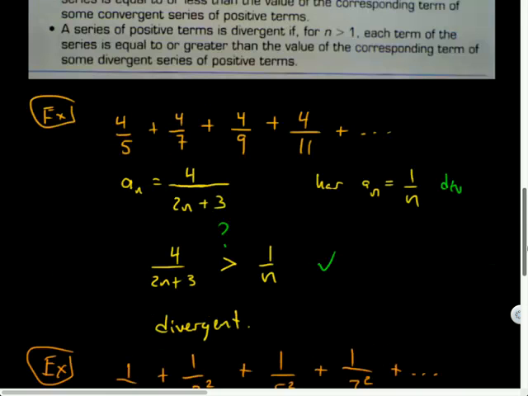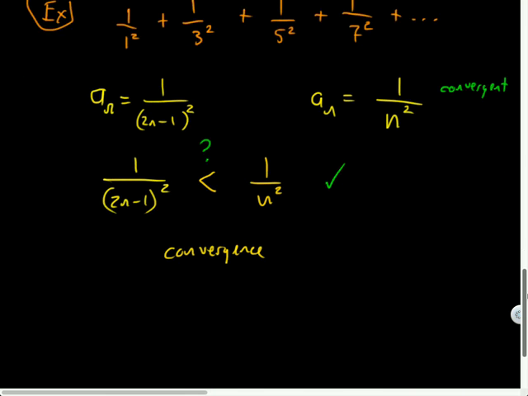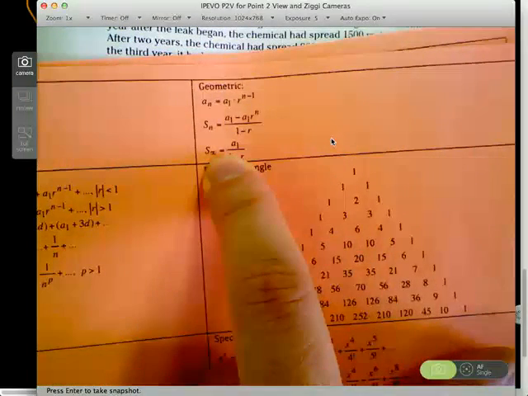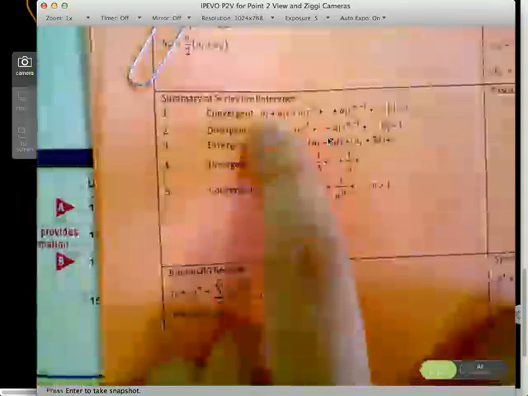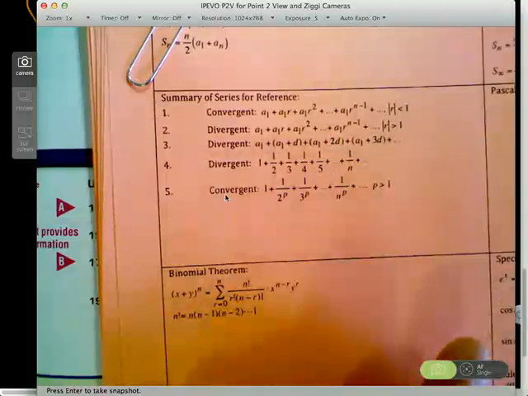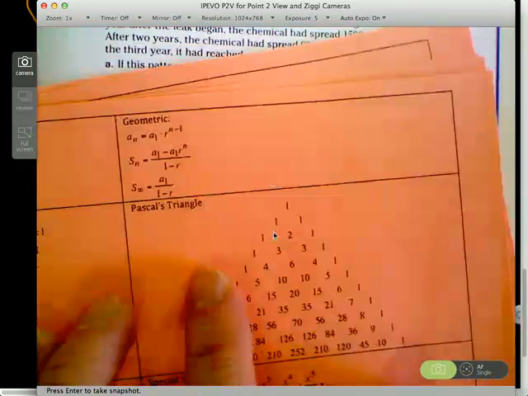You've got some comparisons. Watch how well planned ahead I am. This is a little formula sheet I'm going to give to you guys today. I've got your arithmetic formulas. I've got your geometric formulas. I've even got S sub infinity there. And then I've got our summary of series for reference, which tells you which ones are convergent, divergent. And then some stuff that we'll do the next couple days.